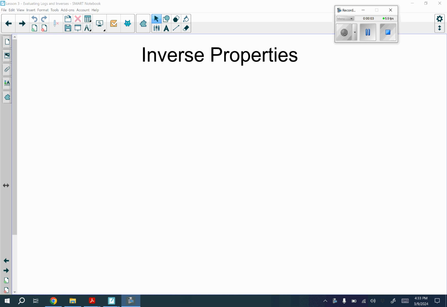Hello everyone, here's the notes for the rest of lesson 3. So let's talk about inverse properties.